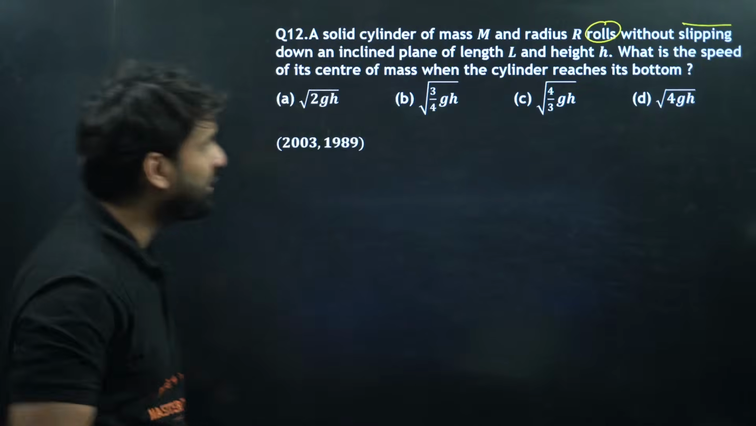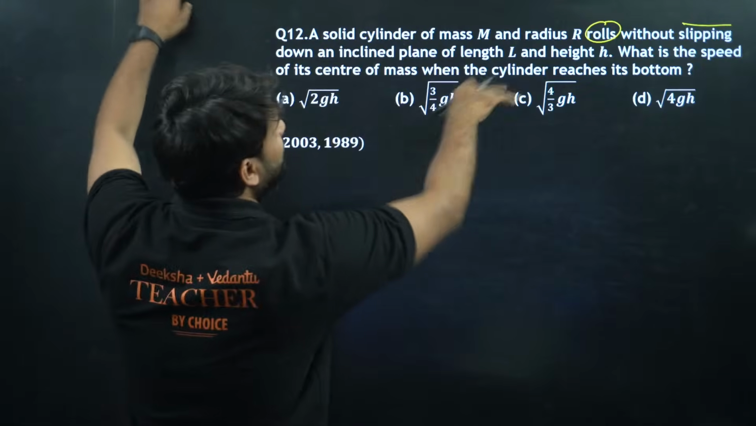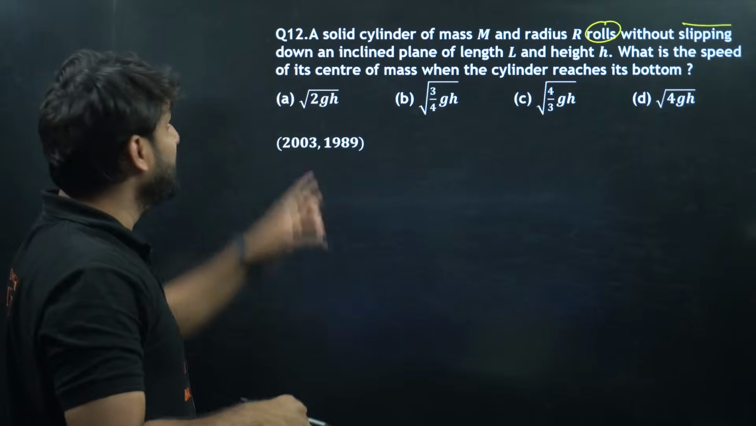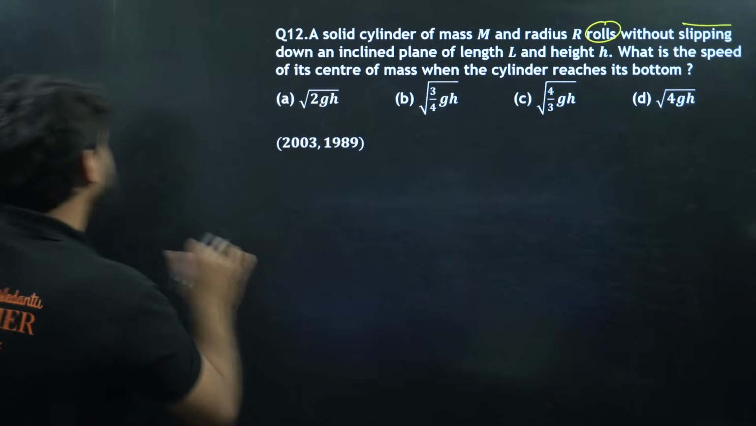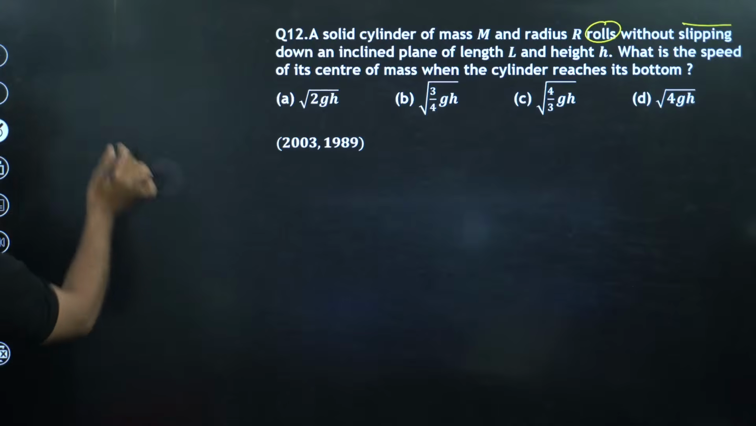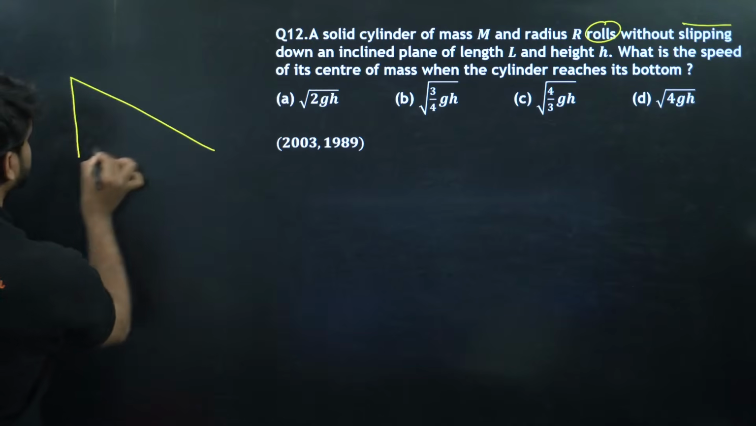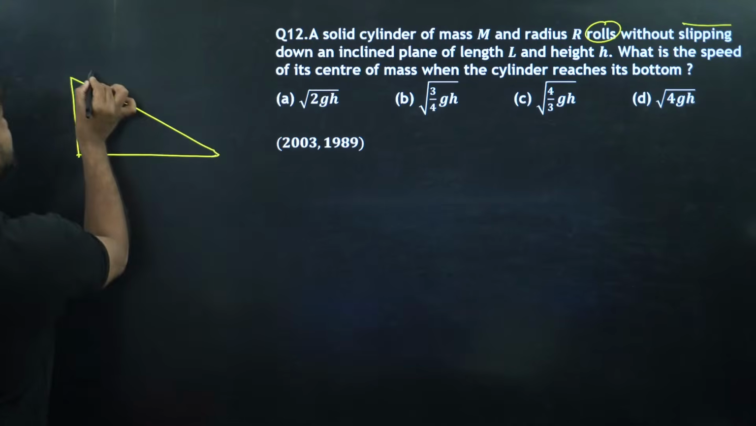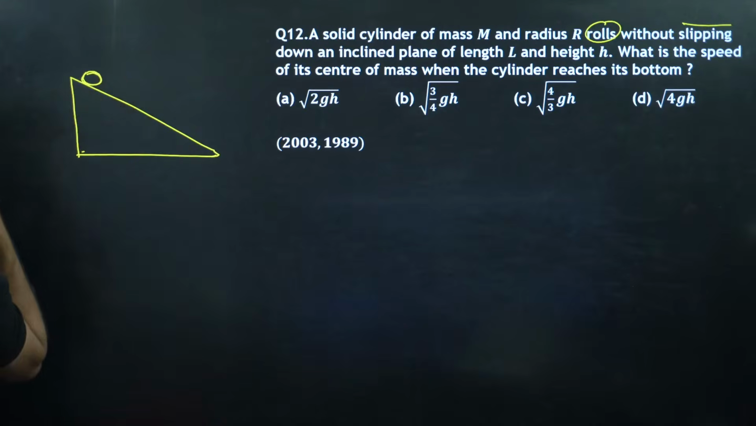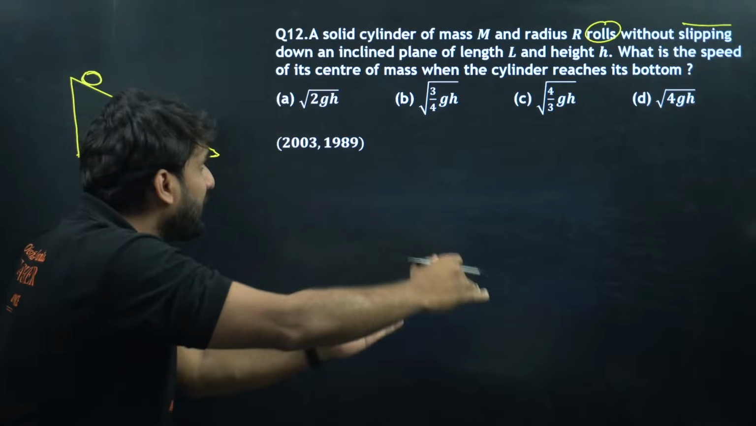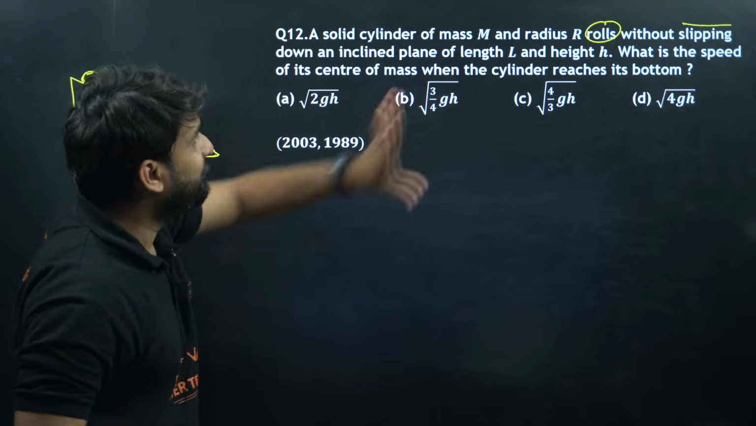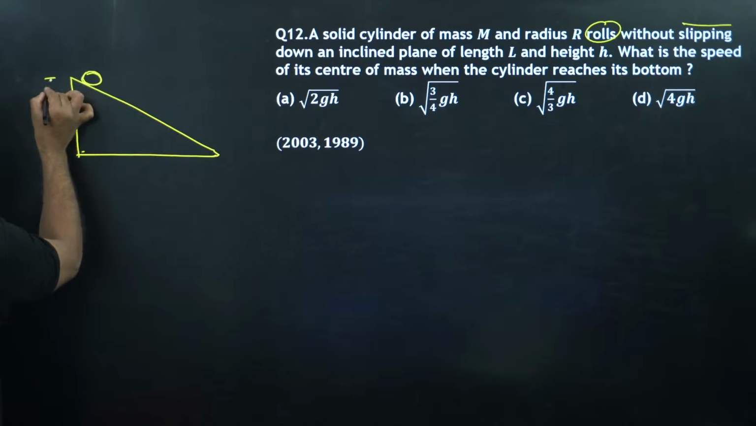Okay. So a solid cylinder of mass m and radius r rolls without slipping down an inclined plane. So listen, champions. There is an inclined plane, right? And there is a cylinder. I cannot draw in 3D, so the cross section of the cylinder is visible to you all. It is rolling down from height h. So this height is h.